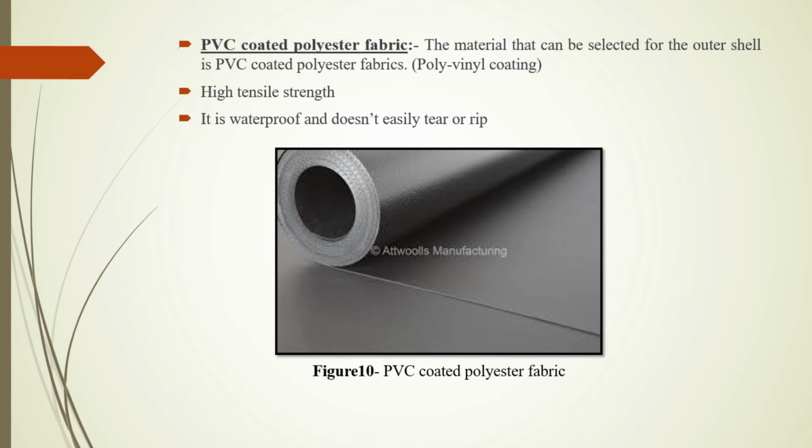Third is PVC coated polyester fiber. This is the material that can be selected for the outer shell. This is the last stage of the non-Newtonian fluid speed breaker, to close the speed breaker with the help of PVC coated polyester fiber fabric. Its property is high tensile strength. It is waterproof and doesn't easily tear or trip.